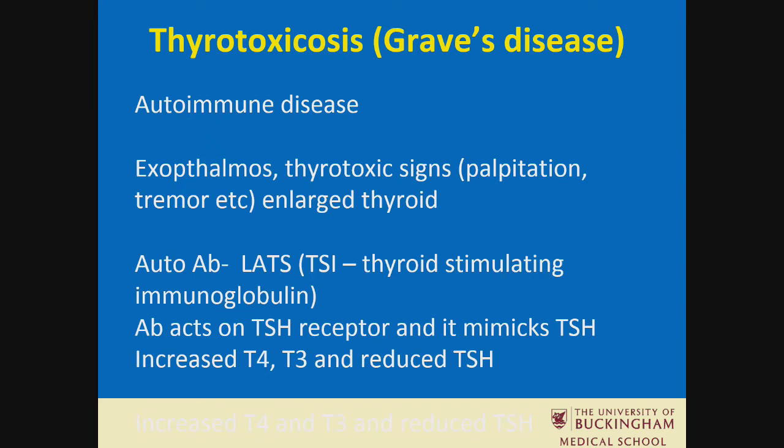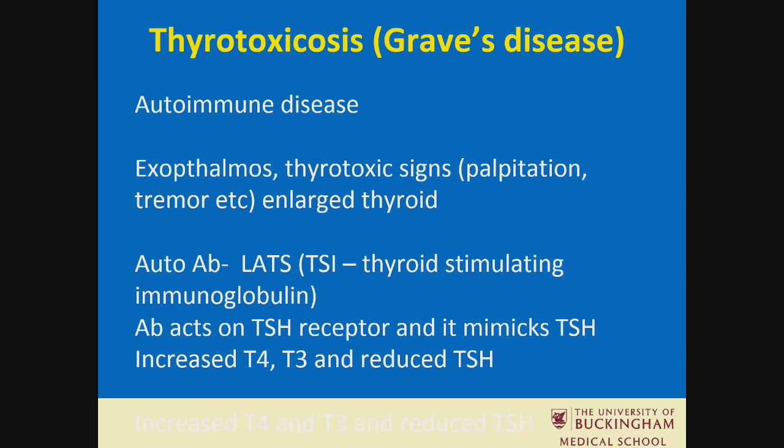Then the next one is thyrotoxicosis. In this one, there is increased function. It is an autoimmune disease. The patient presents with signs of thyrotoxicosis and an enlarged thyroid, a goiter. They have exophthalmos and thyrotoxic signs like palpitation, sweating, tremor.